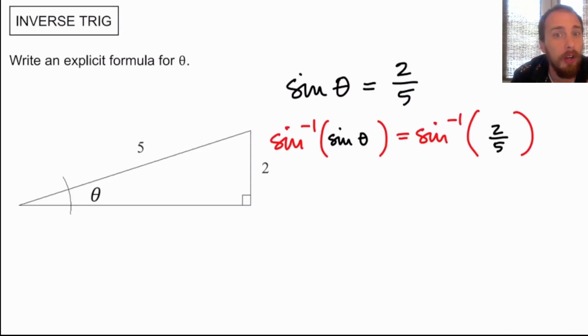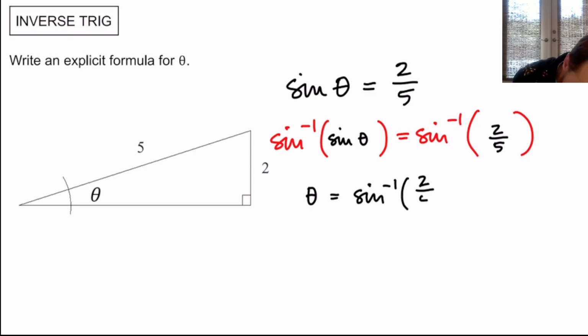And much like natural log and e to the thing, or square and square root, inverse sine and sine undo each other. So that means I will have theta equals inverse sine of 2 over 5. I am assuming you did a little bit of this work in geometry and ran that through a calculator and got some number of degrees, but that's not going to be the focus of this trig class. So we're just going to stop right there and say theta is the angle whose sine is 2 over 5.